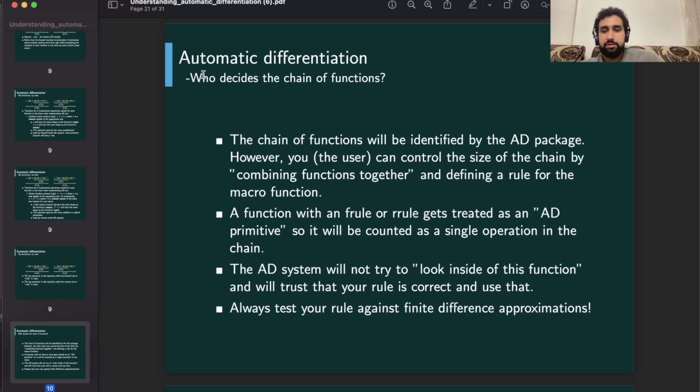The really nice thing about finite difference approximations is that all you need in order to do finite difference is to be able to evaluate your function for different input values, right? That's the least you can ask from your function, to be able to evaluate it. So finite difference is the least demanding in terms of requirements from the function, and it gives you a pretty good approximation a lot of the time. You need to test whatever derived rule you have against finite difference to make sure that it's correct, because the AD system will not double check that for you. It will just use it and trust that it's correct.